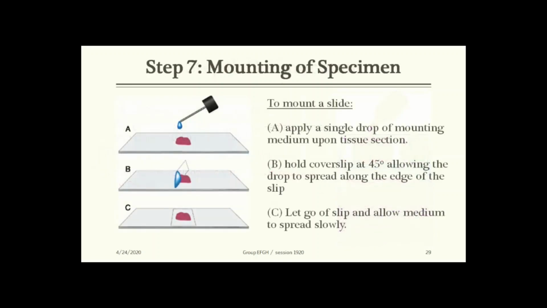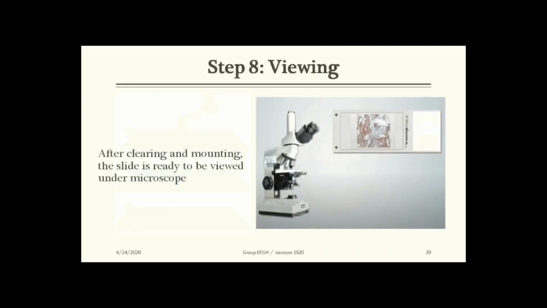Next, how to mount a slide. First, apply a single drop of mounting medium upon the tissue section. Then hold the cover slip at 45 degrees, allowing the drop to spread along the edge. Then let go of the slip and allow the medium to spread slowly. The final step is viewing. After clearing and mounting, the slide is ready to be viewed under the microscope.